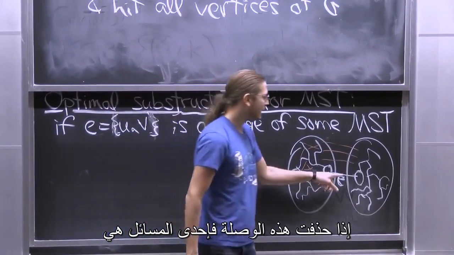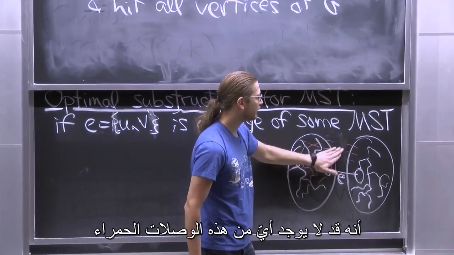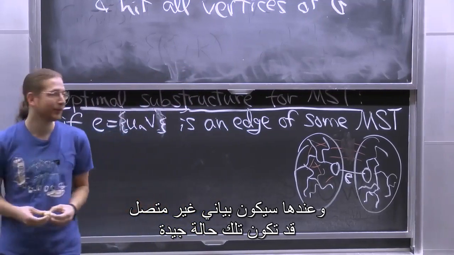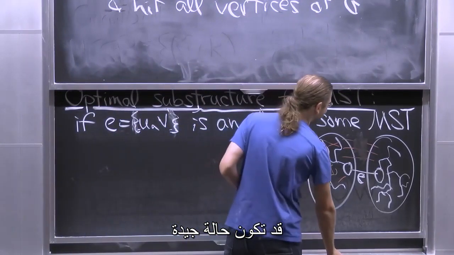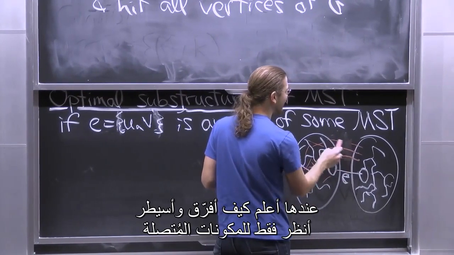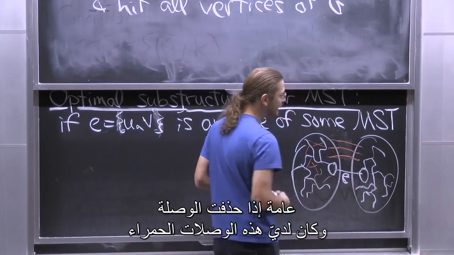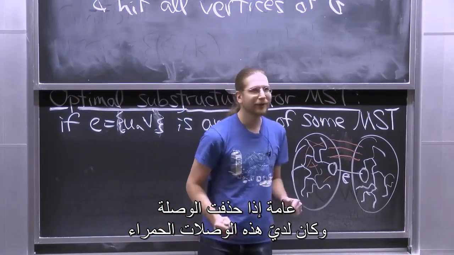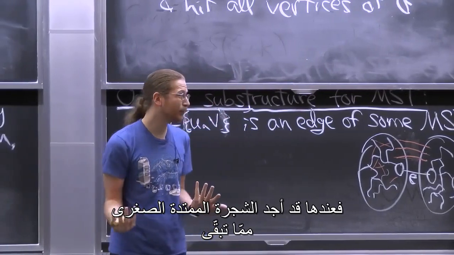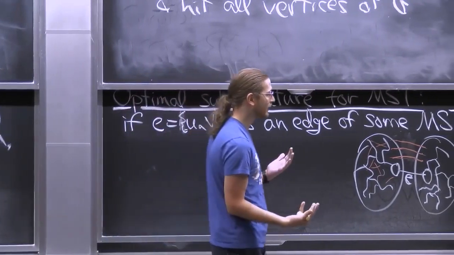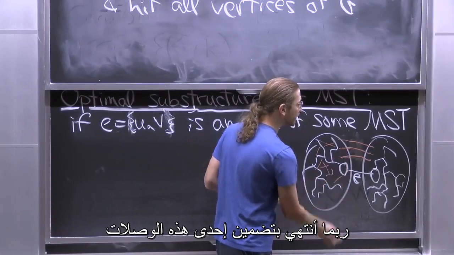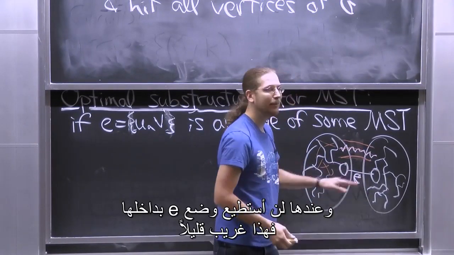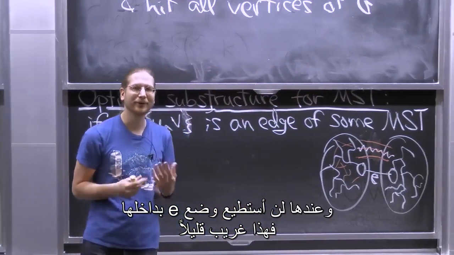If I delete this edge, one problem is maybe none of these red edges exist, and then my graph is disconnected. Well, maybe that's actually a good case. That would probably be a good case. Then I know how to divide and conquer. I just look at the connected components. In general, if I delete the edge, and I have these red edges, then I maybe find a minimum spanning tree on what remains. Maybe I'll end up including one of these edges. Maybe this edge ends up in the spanning tree, and then I can't put E in. So it's a little awkward.